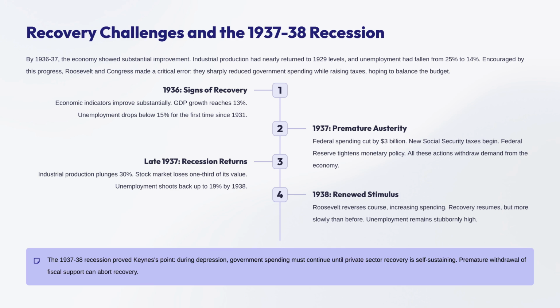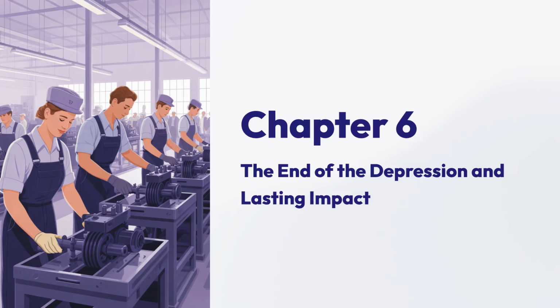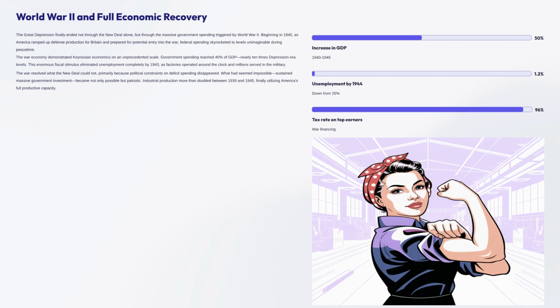Encouraged by improvement in 1936, Roosevelt and Congress prematurely cut spending and raised taxes in 1937, leading to a sharp recession. This proved that fiscal support must continue until recovery is self-sustaining, validating Keynesian theory. Chapter 6 concludes our video, focusing on the end of the Depression and its lasting impact. The Depression fully ended with the massive government spending triggered by World War II. Defense production created an enormous fiscal stimulus, reaching 40% of GDP, which finally eliminated unemployment by 1943.